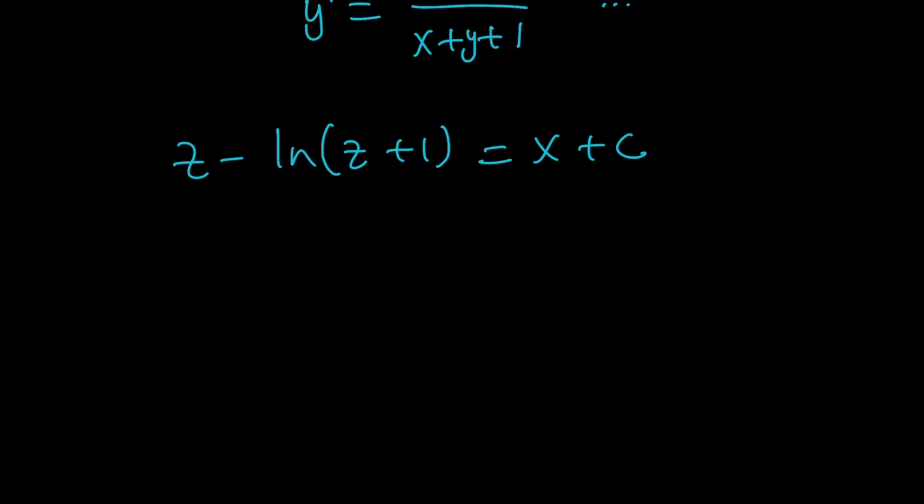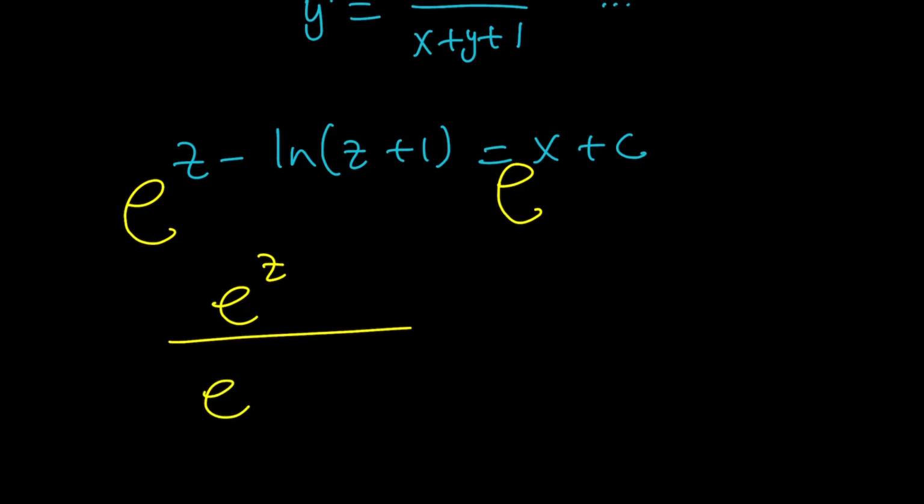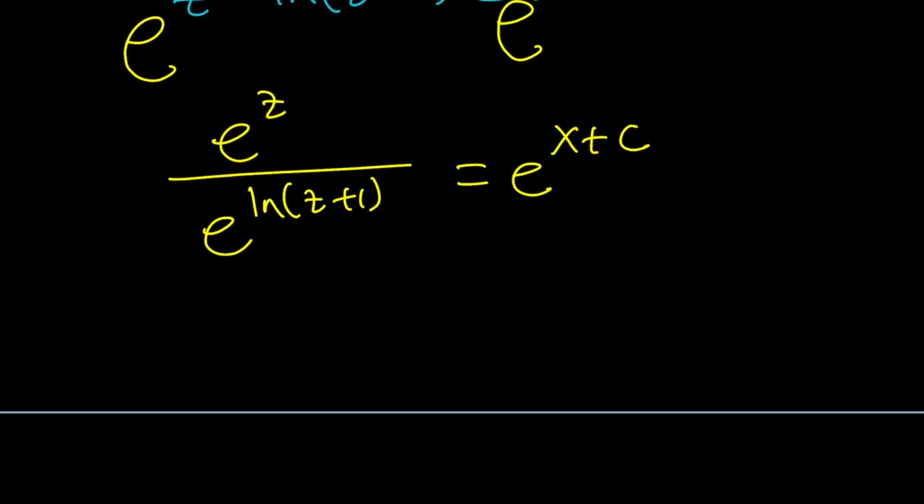Ready? We're going to do e to the power of both sides. And then that's going to be separated because we have a subtraction of exponents. So this can be written as e to the power z divided by e to the power ln of z plus 1 equals e to the power x plus c. Awesome. That makes sense, right? If two things are equal, then e to the power those things are also equal. And now here's the critical part. E to the power ln of something is something. So this is going to turn into z plus 1. Yay, this simplifies. And then this is going to become e to the power x plus c.